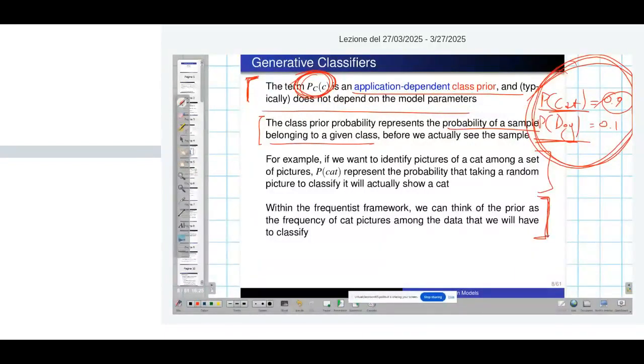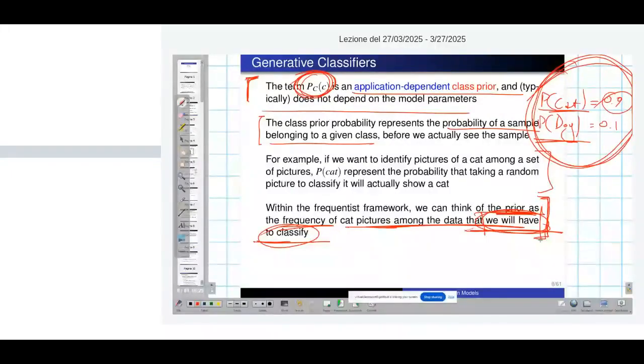If we follow a frequentist approach, we can think of the prior as the frequency of cat pictures among the data that we will have to classify. Notice that this is not the data in our training set, it's the data that we want to classify. So we can assume that if we say the probability of a cat is 90%, we believe that if we collect many of the pictures that we want to classify, about 90% of those will be pictures of cat. So if I take randomly one picture, there is a 90% probability that it's a picture of a cat.